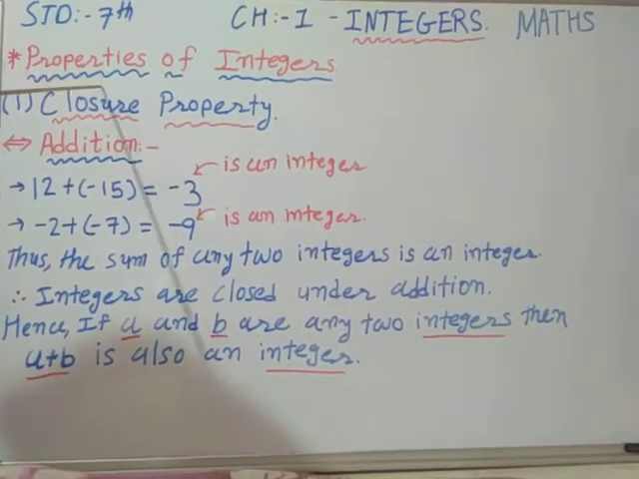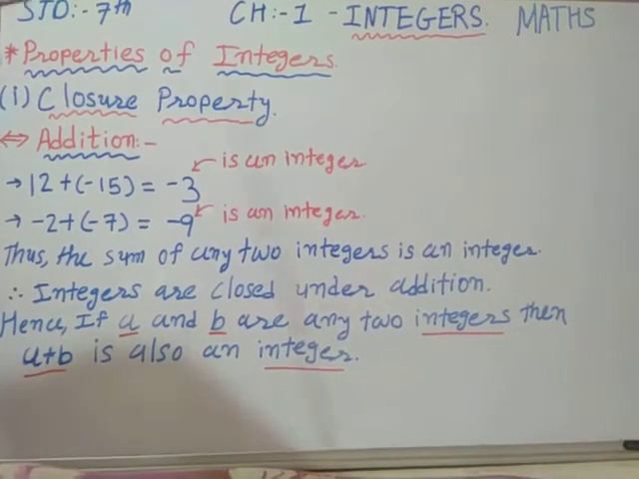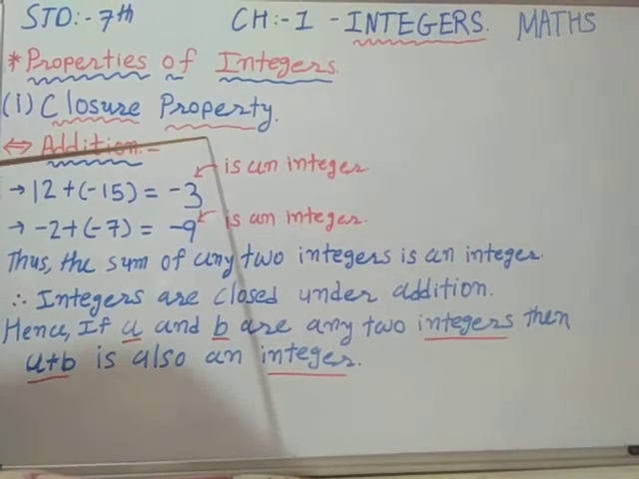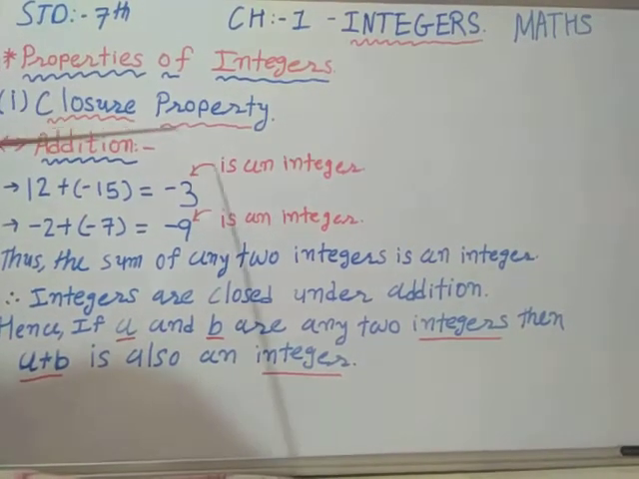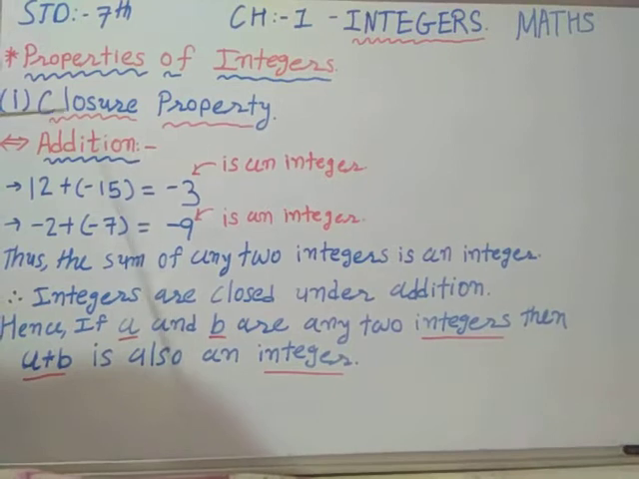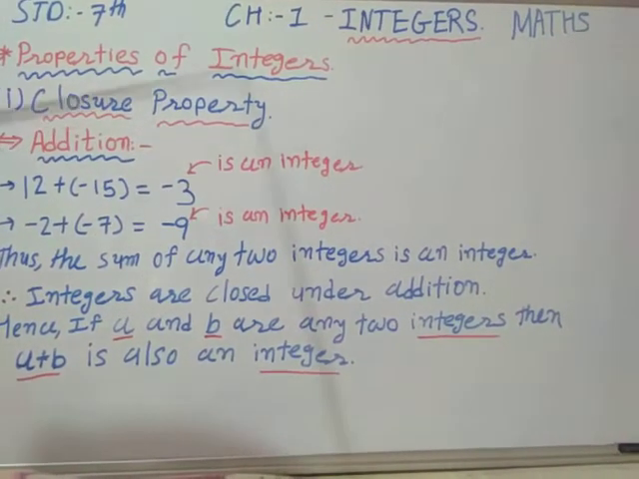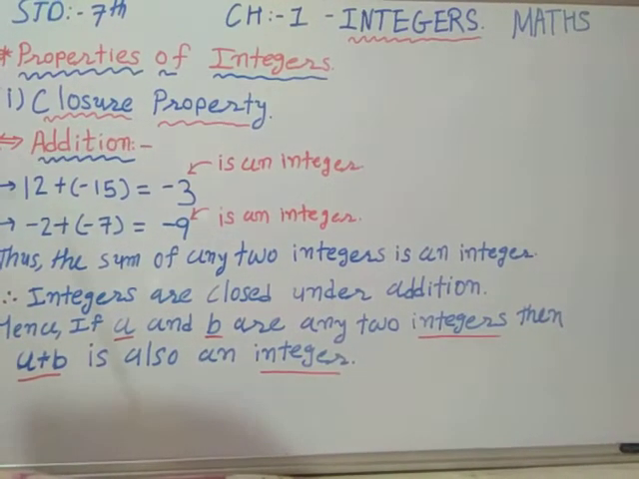Today's topic is properties of integers. The first property is the closure property. Here we will check this property for addition. But what is the closure property? Let's understand with some examples.